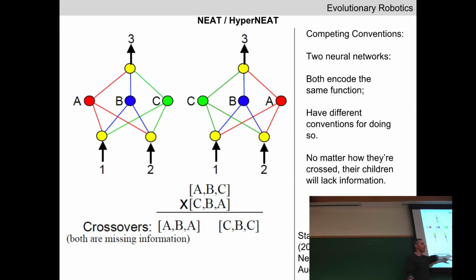How does this child do? Not very well. Why not? It doesn't have a C. It doesn't have C, right? So we've missed something in the cutting. Actually, this child will probably do worse than both parents. So that was not a good place to cut.